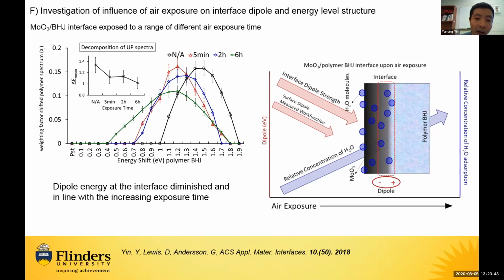So the first thing we can see by eye is that with a higher exposure time, the dipole distribution is shifted to a lower energy shift, and the mean dipole strength, which is calculated based on the distribution, goes from 1.3 electron volts downwards to 0.9 electron volts, which means the dipole actually decreases with air exposure. We also do XPS, and we see the relative concentration of H2O, the water contribution from the oxygen, increases. While this one increases, the dipole decreases.